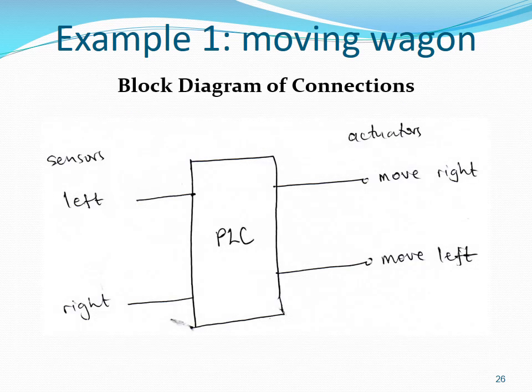This is the block diagram to illustrate the connections that are required between the PLC inputs and the sensors, and between the PLC outputs and the actuators. The sensors that need to be connected to the PLC inputs are the start push button, the left limit sensor, and the right limit sensor. The actuators that need to be connected to the PLC outputs are the mechanism to move the wagon to the right and the mechanism to move the wagon to the left.